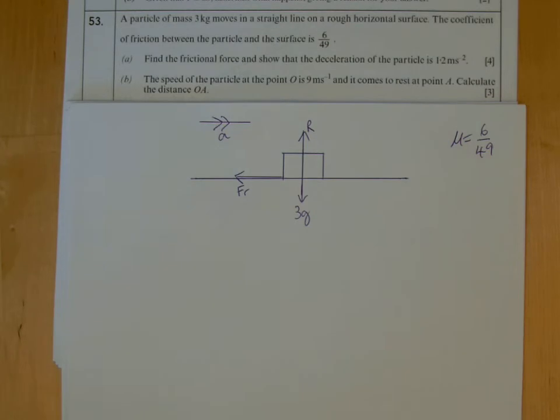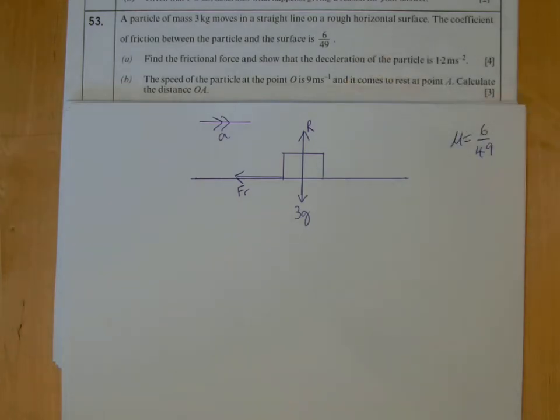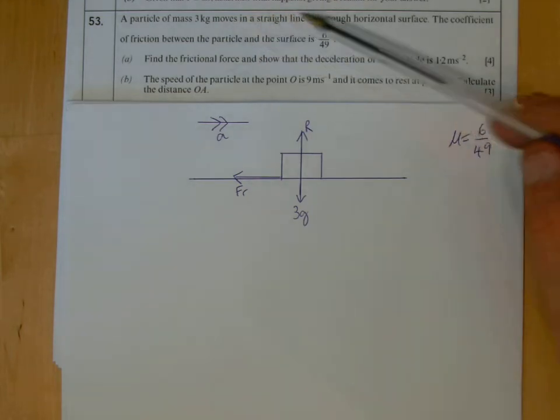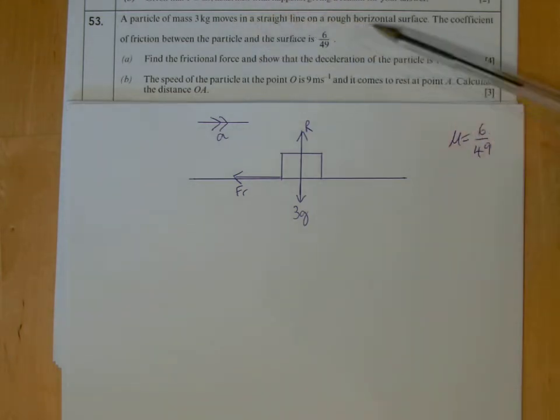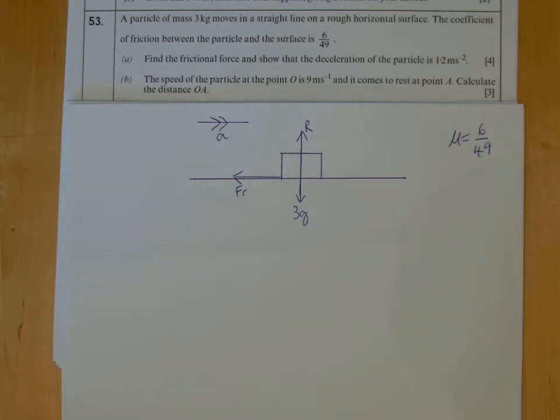Right, so with this question, you've got this particle moving in a straight line, and the surface is rough. The coefficient of friction, mu, is equal to 6/49. There's no talk here of any push force. It doesn't say that there's a horizontal force applied, just that it is moving in a straight line, and because it's rough, there will be a frictional force slowing it down.